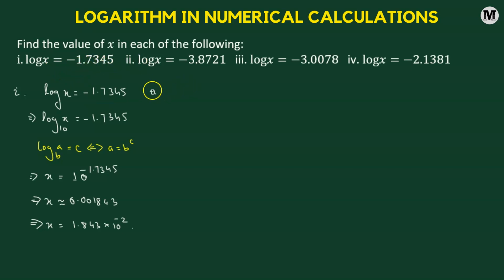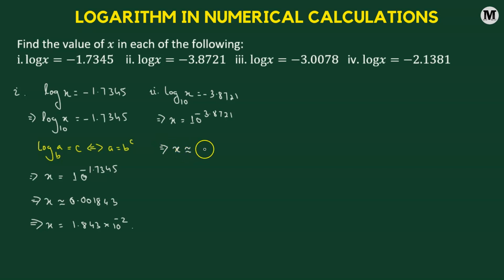Coming to the second part of the problem, we have log of x. So we'll consider the base to be 10. So log of x with a base of 10 is given by negative 3.8721. Which means that x is going to be equal to 10 raised to the power of negative 3.8721. So using a calculator, we can compute the value of x.